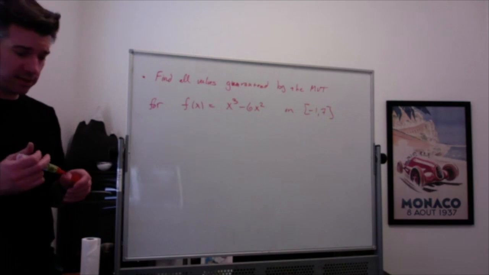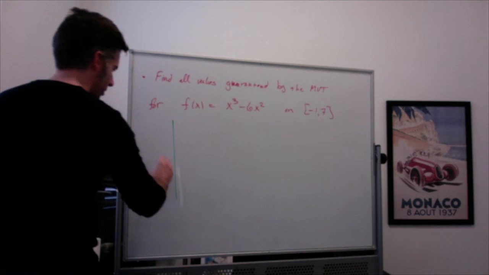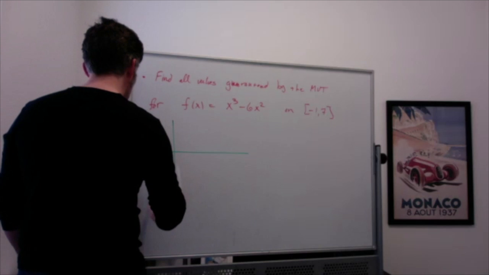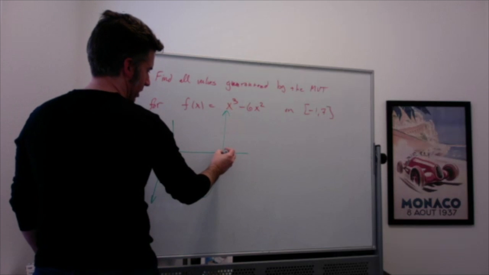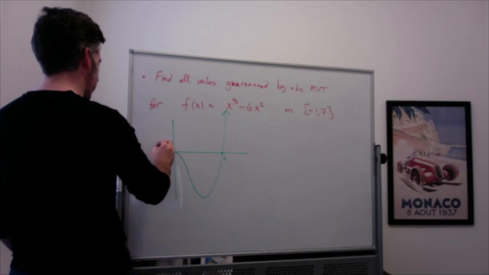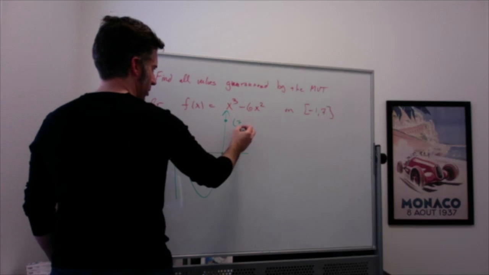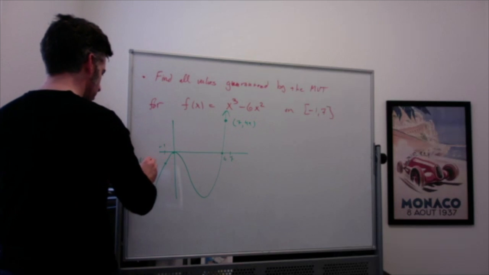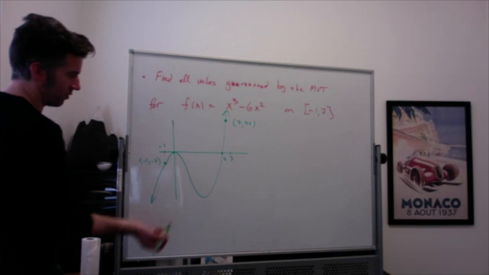Okay, so let me draw it, and we'll talk about what this means. This function looks approximately like this. It's got an x-intercept at 6 and at 0, and we're going from -1 to +7. So here's the point 7 comma whatever, it's 749 in case you're curious. Here's the point -1, -7. And I know those points because I've looked at this function a lot.